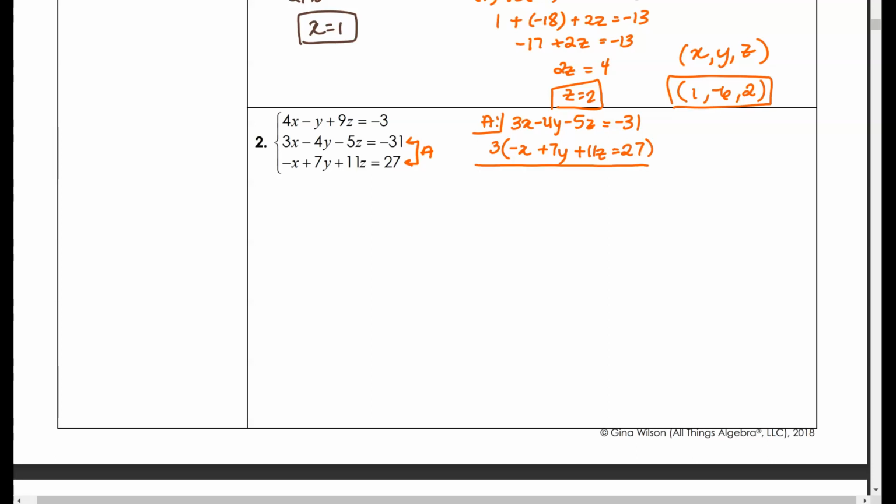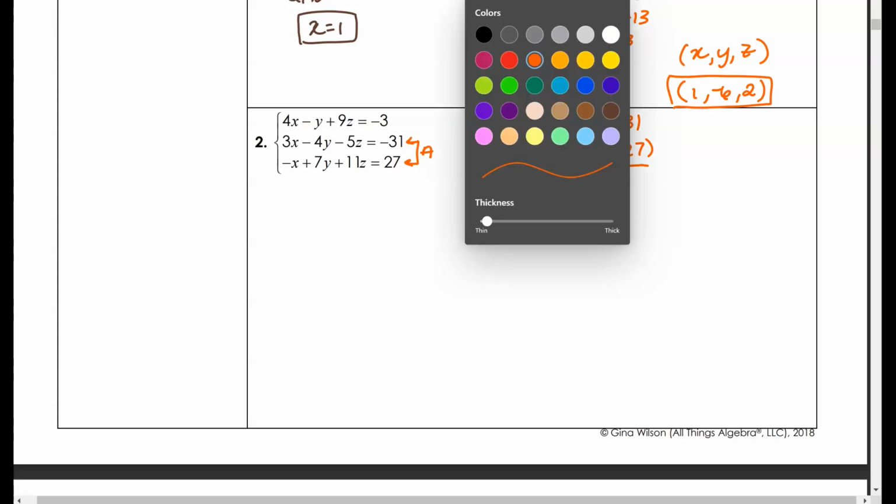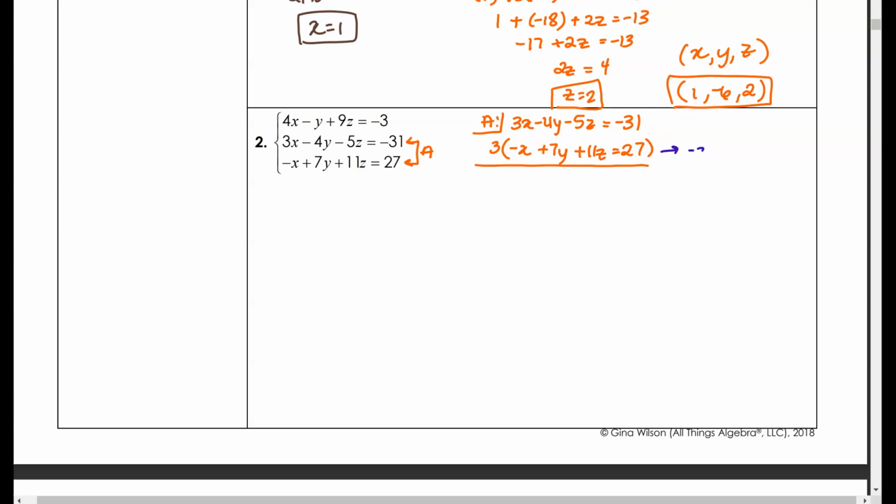So in the multiplication, this equation is going to turn into negative 3x plus 21y plus 33z equals 81. And that top equation stays the same. Oops, it's going to be a minus. Equals negative 31. So we can see that these cancel out.